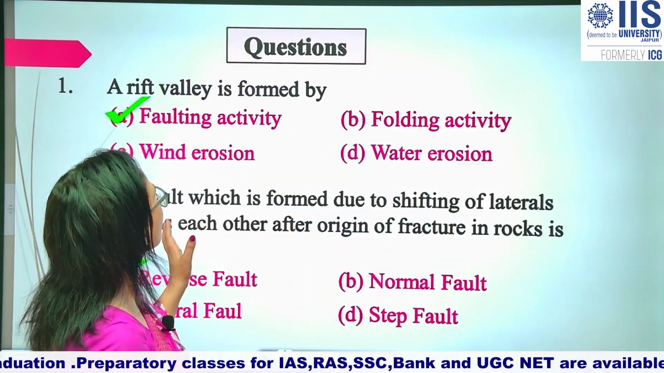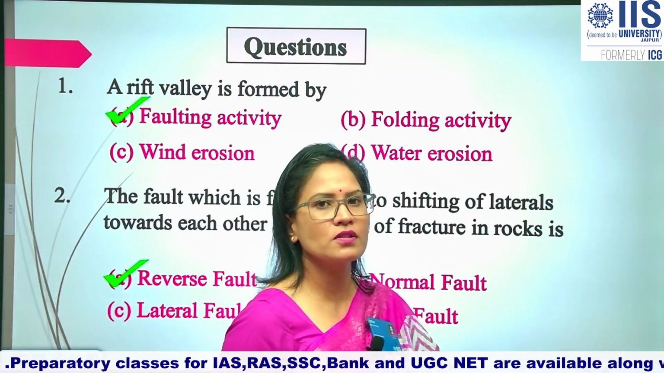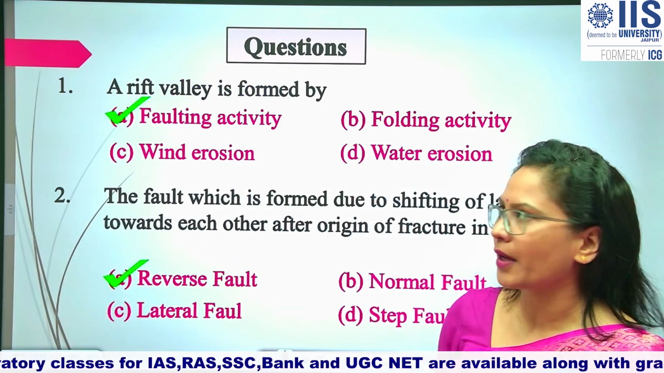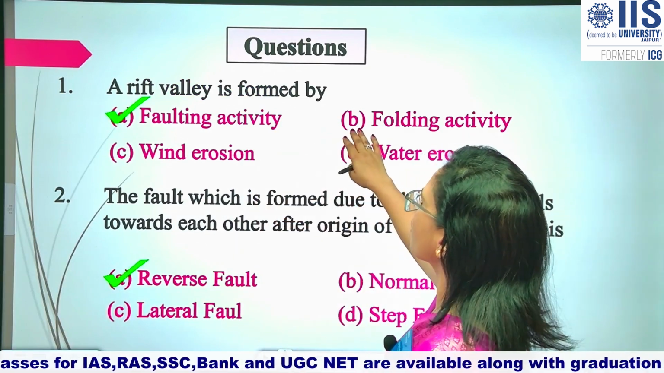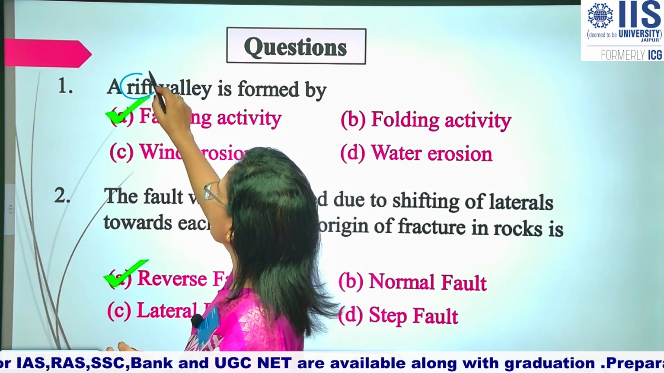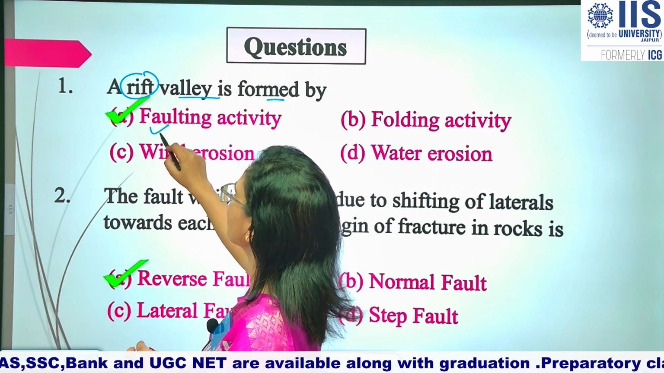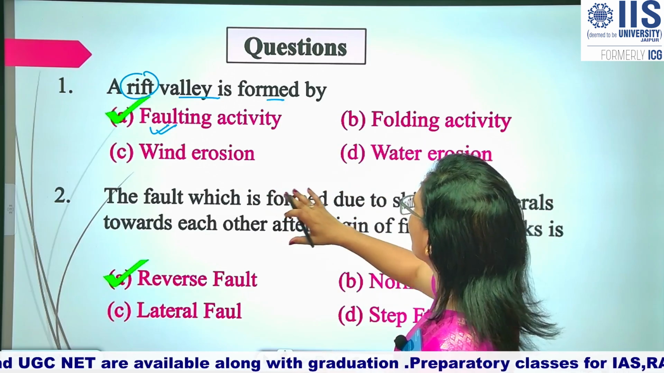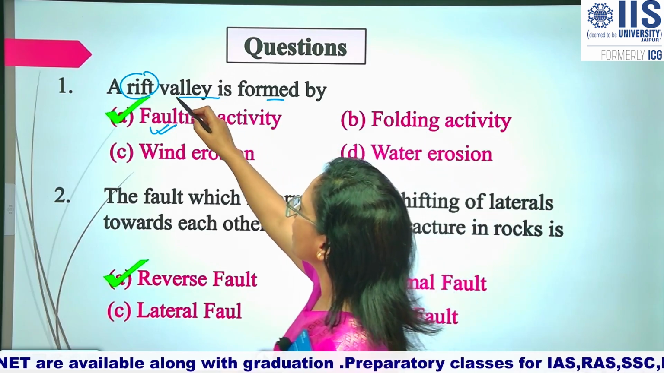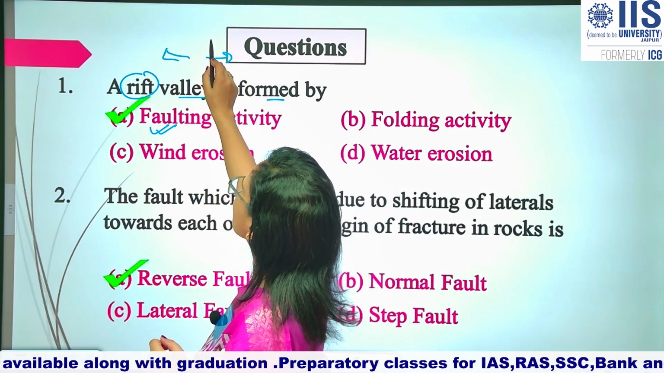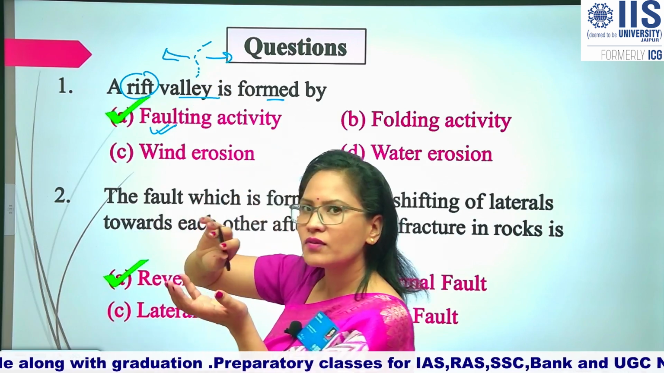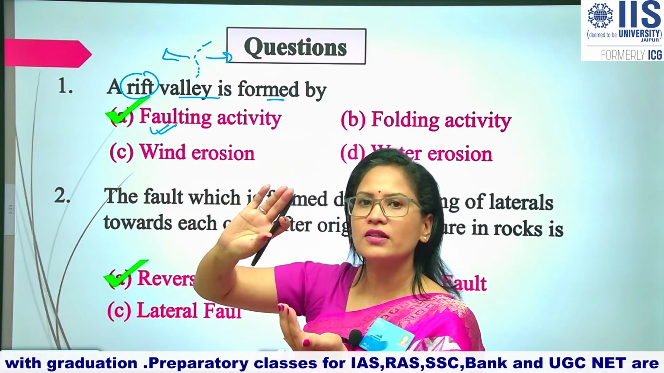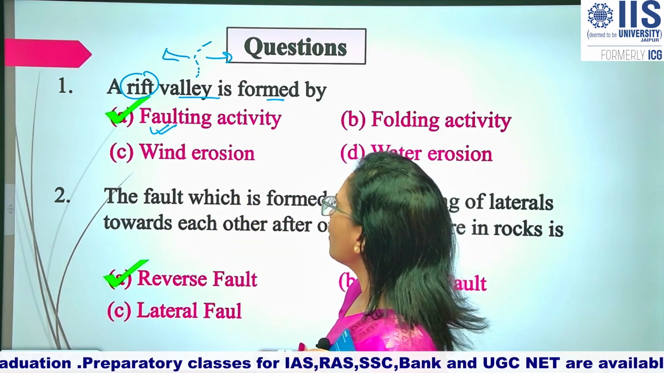Next, there are some kinds of questions which popularly occur in the exams, like a rift valley is formed by the faulting process. There are some questions where the options are faulting, folding, wind and water. Rift valley means that the tensional force occurs and cracks are formed. If the force is continuous, then the fracture or crack will be converted into the valley.